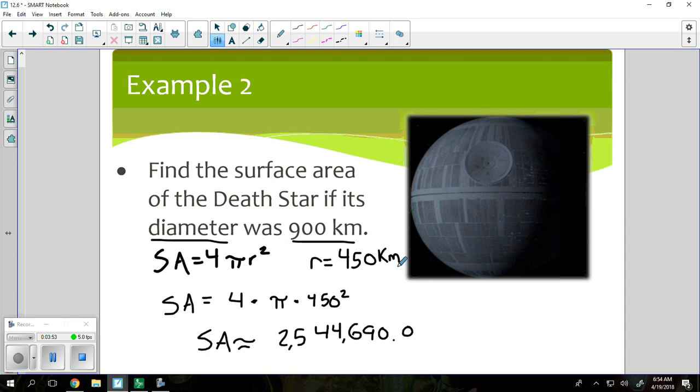So on your more traditional problems that you have on your assignment, if you're given the diameter, don't forget to halve it before you plug it in. If you plug in the diameter instead of the radius, you will get a number that is 4 times larger than it should be. So maybe think on why that would be true. If you plug in the diameter instead of the radius, your answer is going to be 4 times as big as it actually should be. So think on that.